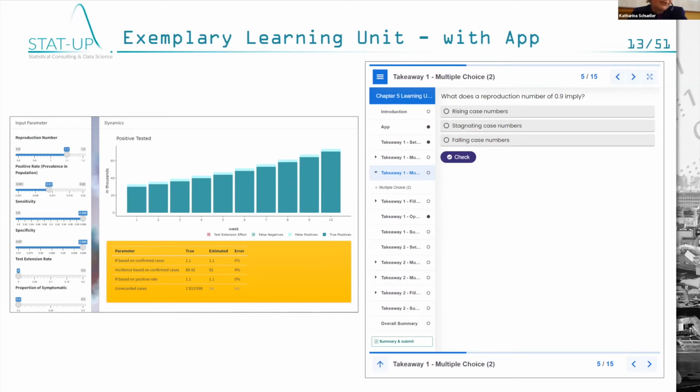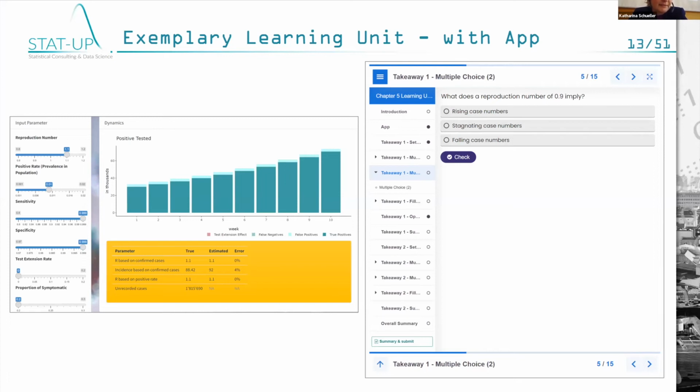What you see in the relation is, in the bar chart, the proportion of false negatives, false positives, and true positives, and the effect of test extension. And below, in the yellow table, you see the estimation of the parameters, the estimation of the reproduction rate, the true reproduction rate from the data we generated by the simulation, and the respective error.